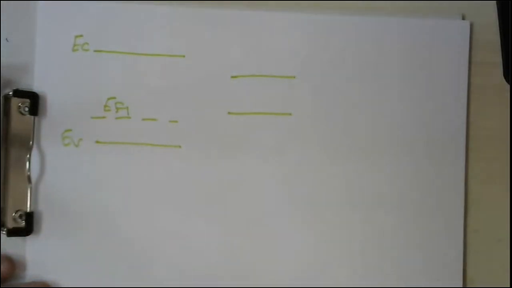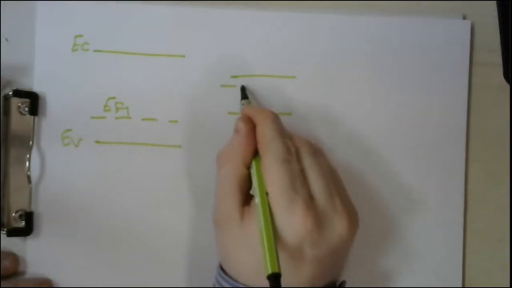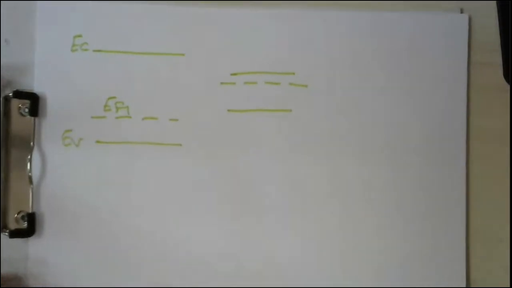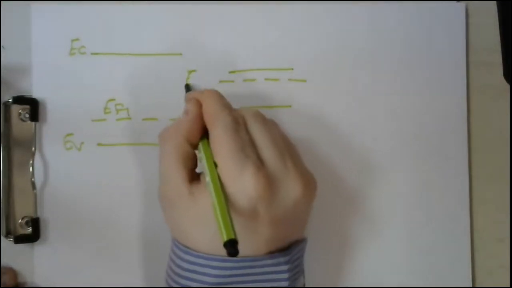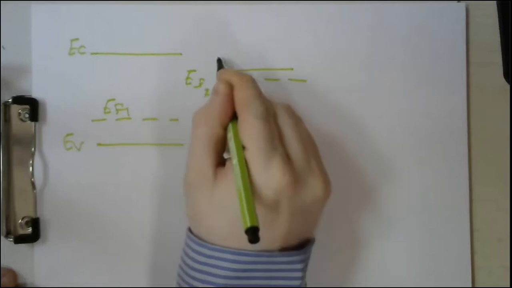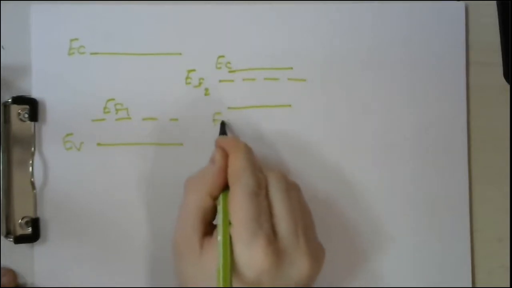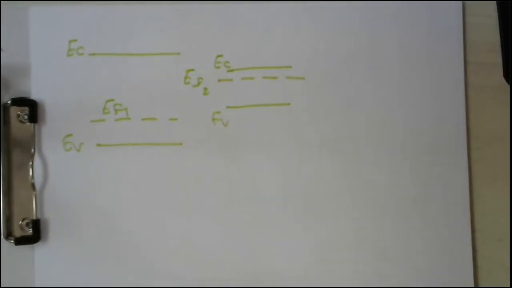And we have another material with a smaller energy gap, and the Fermi level is here. So this is E Fermi and E Fermi 2, and this is EC, and this is EV. And we are going to apply typically the same procedure we have already done for other junctions.